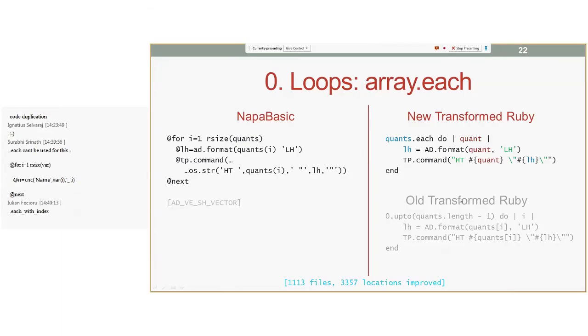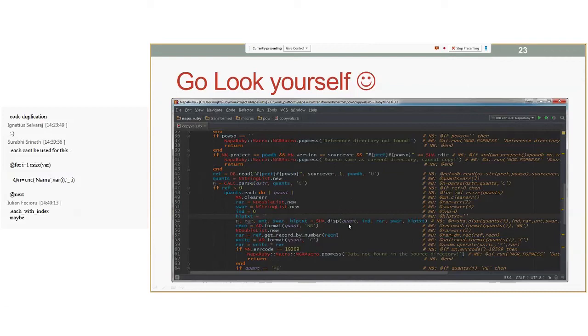Okay, this was the top 10 improvements, and now I invite everybody to go and look themselves. All our transformed Ruby codes are in the work napa.ruby transform folder that has been there for years, and we are committing and checking in new improvements when they happen.